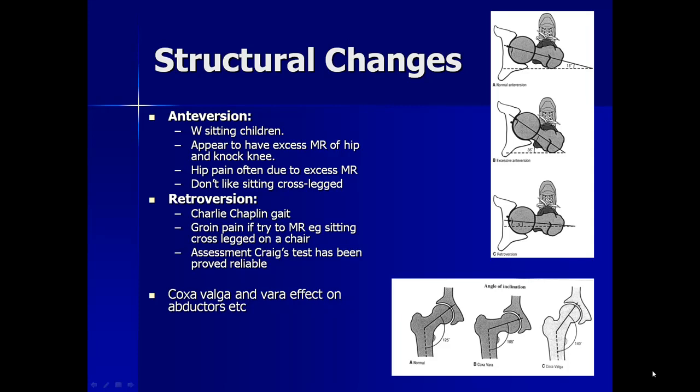The other potential structural changes at the hip is coxa valga or coxa vera, which has an effect on the abductors which insert around the area of the greater trochanter of the hip. And this is, as you can see from the diagram on the right-hand side, the angle of inclination, where normal is 125, coxa vera is 105, and coxa valga is 140.